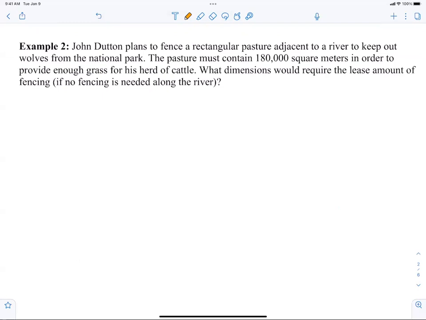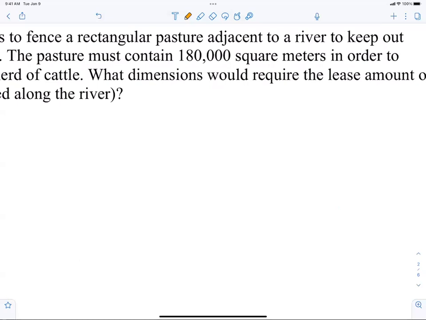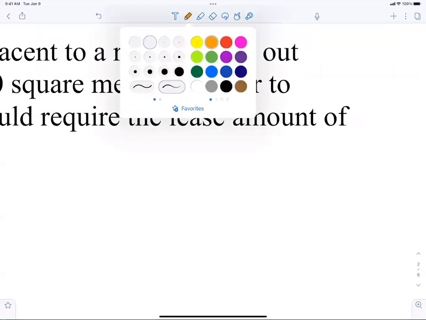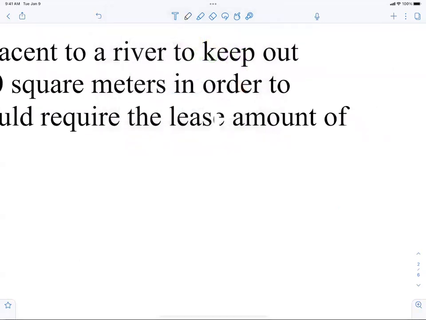So John Dutton plans to fence a rectangular pasture adjacent to a river to keep out wolves from the national park. The pasture must contain 180,000 square meters in order to provide enough grass for his herd of cattle. What dimensions would require the least amount of fencing?